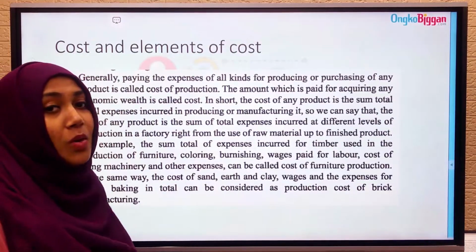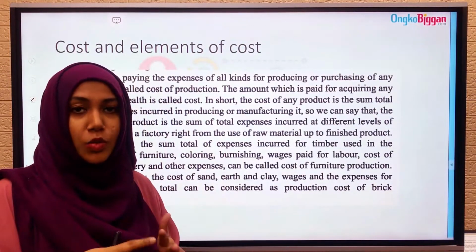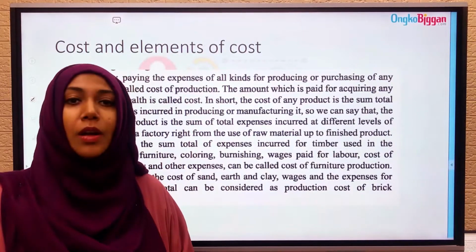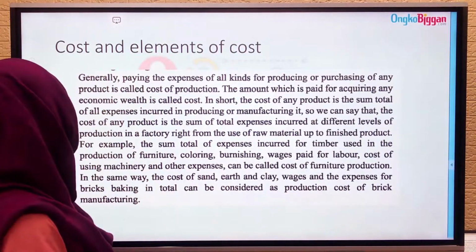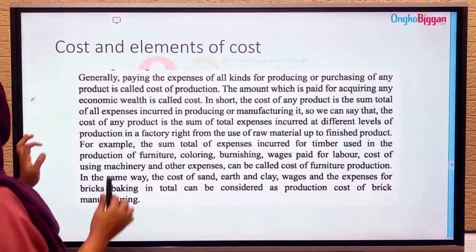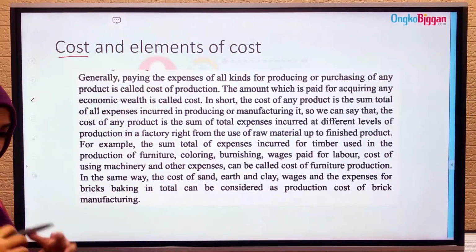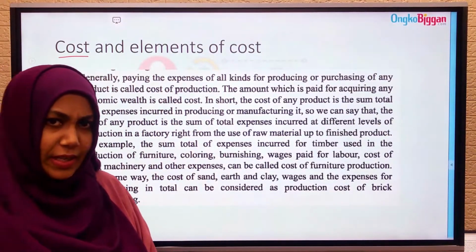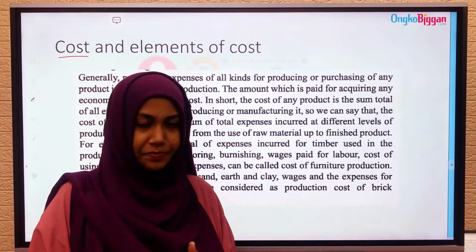Now we will talk about the cost. Before finding out and talking about the elements, we need to know the cost. Over here I have said only the cost. It includes all our direct and all our indirect expenses.